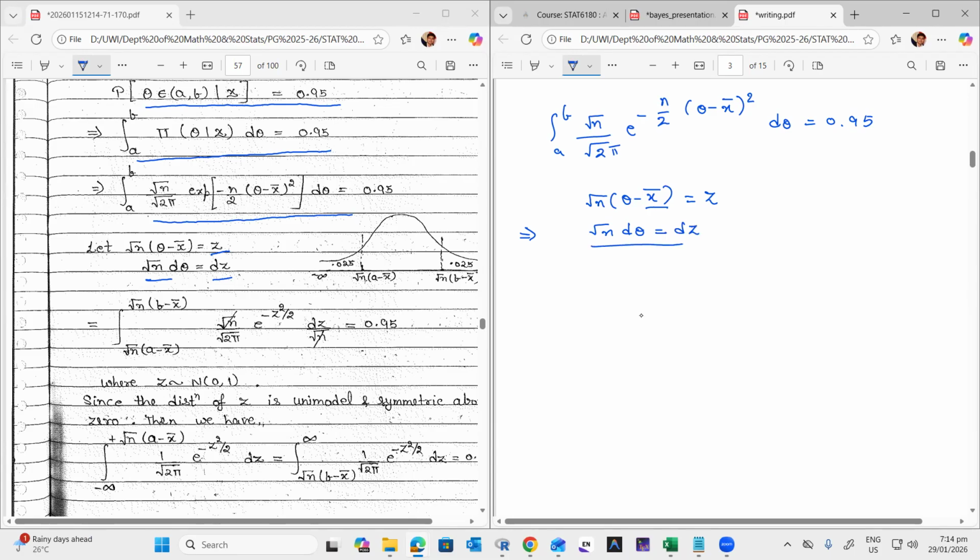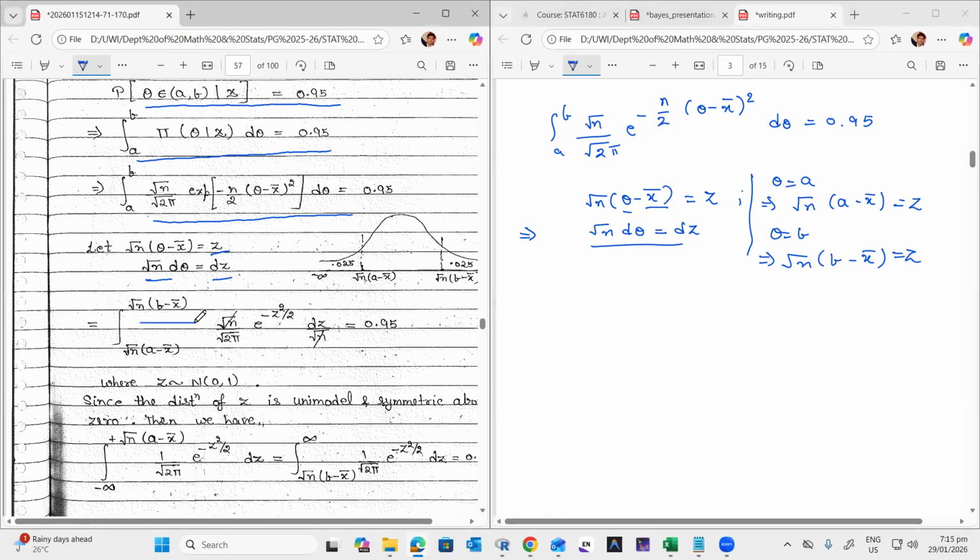Right. Now put the values a and b instead of theta. So when you put theta equals a, at that time it becomes under the root n a minus x bar equals z. So that will be the lower limit of z. And when you put theta equals b, it becomes under the root n b minus x bar equals z. So that will be your upper limit of the integral, right? So similarly, we are getting here the upper limit and the lower limit.